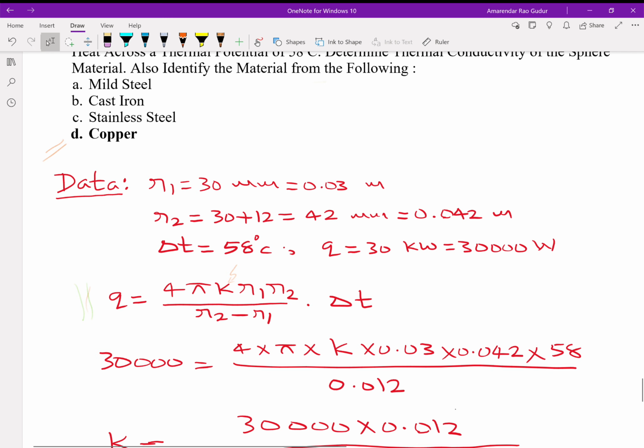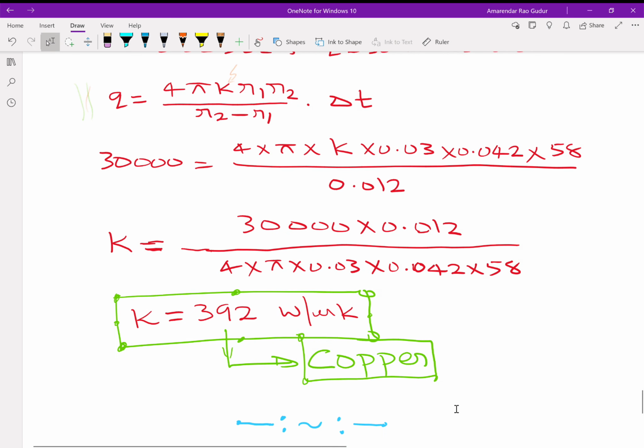So these are some problems of a very elementary nature, and one can look for some advanced problems based on these equations. So with this, we'll conclude this session. In the next session, we'll talk about some more aspects of heat transfer. Have a nice time ahead of you.